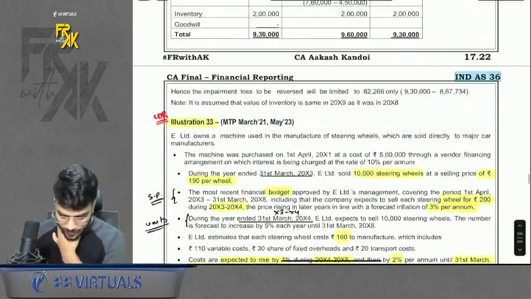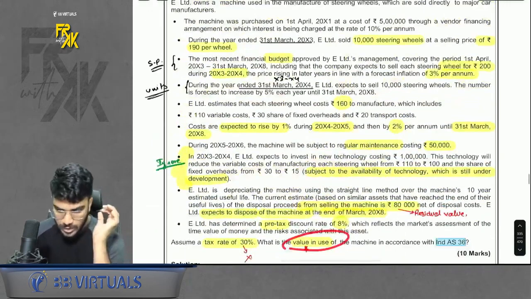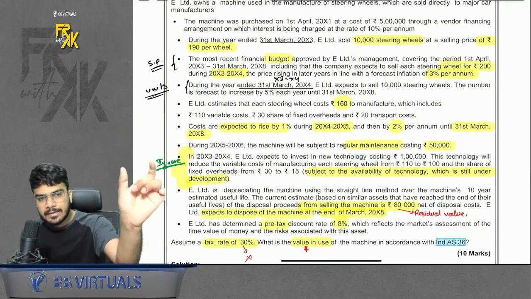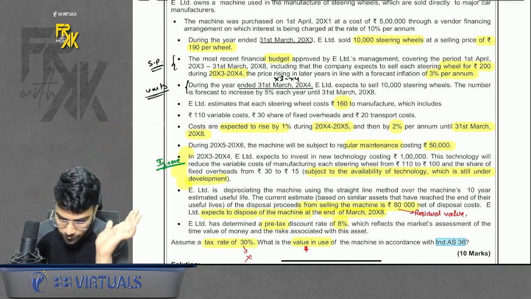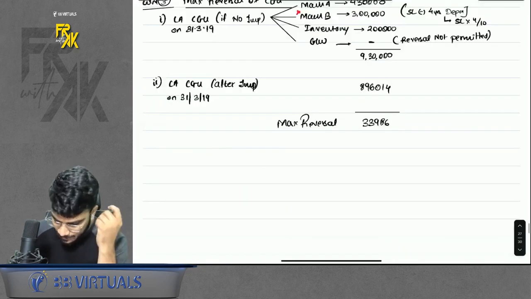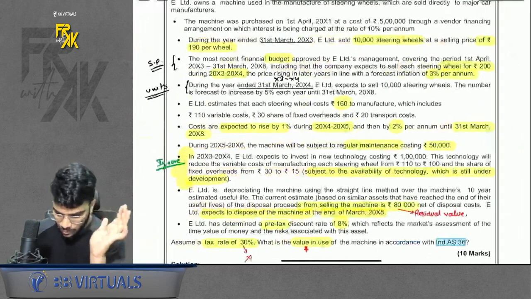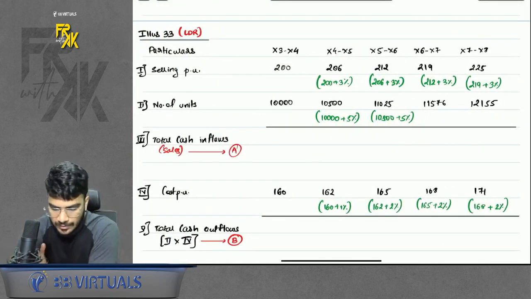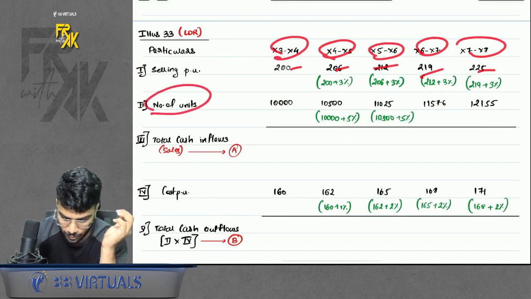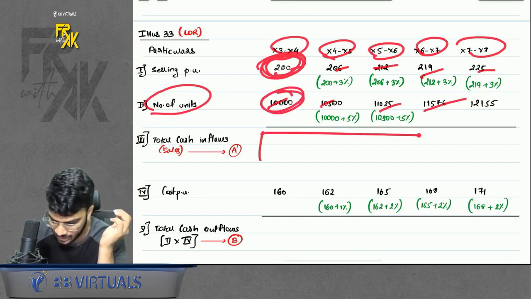Then we have illustration number 33, a good question which talks about how to find the value in use. In certain questions, the cash flows were given directly for each year. For this question, they have given for each year the number of units, the selling price, and the cost price. I will just show you the format, not reading the whole question. For future years, the selling price each year is given, then the number of units sold. Multiply the per unit selling price with the number of units, and you will get the cash inflows.